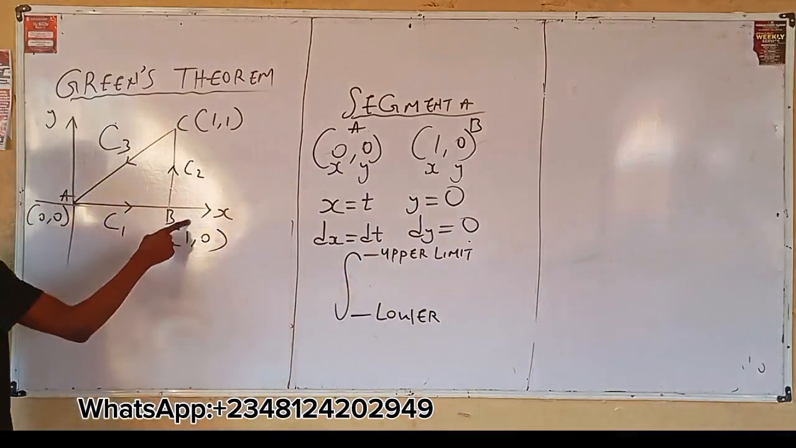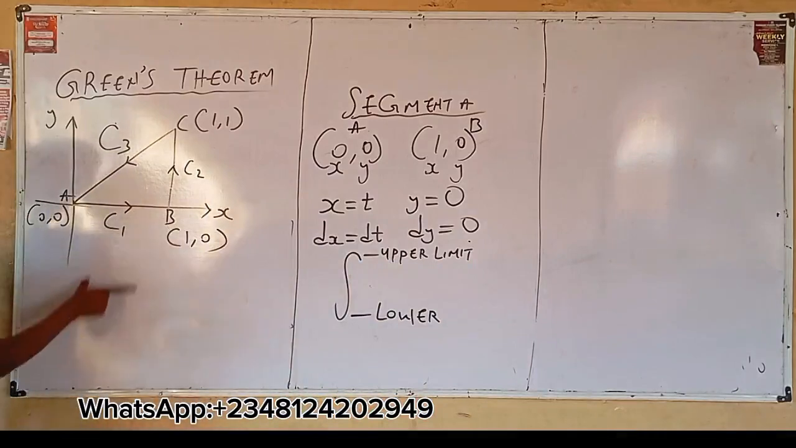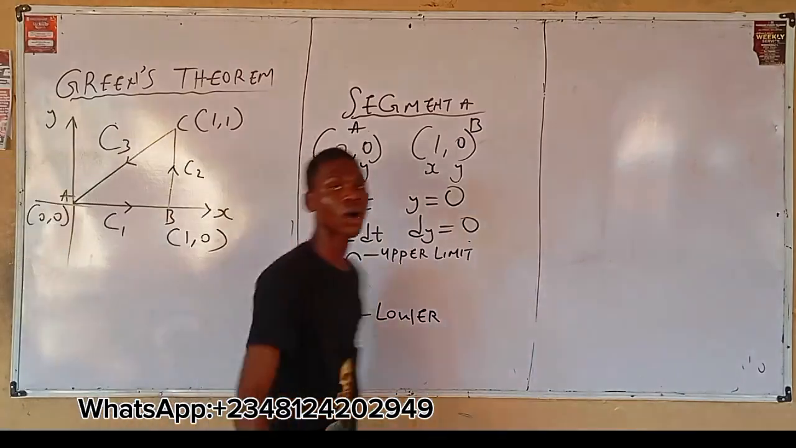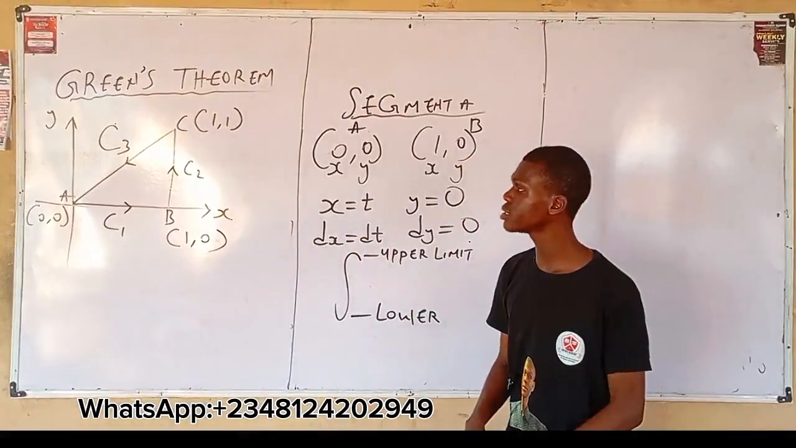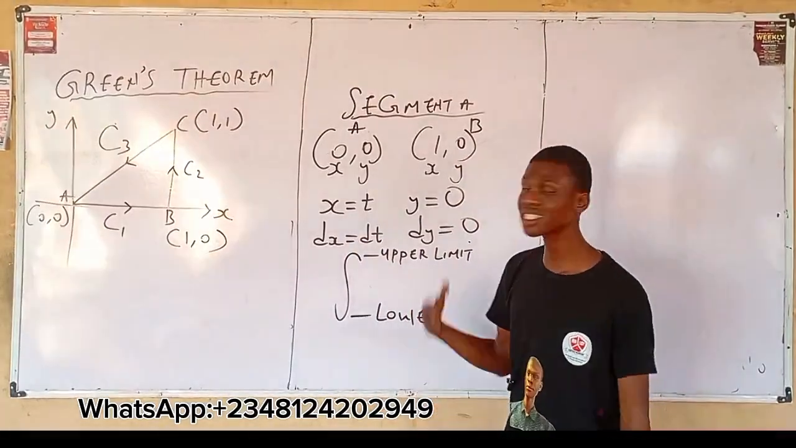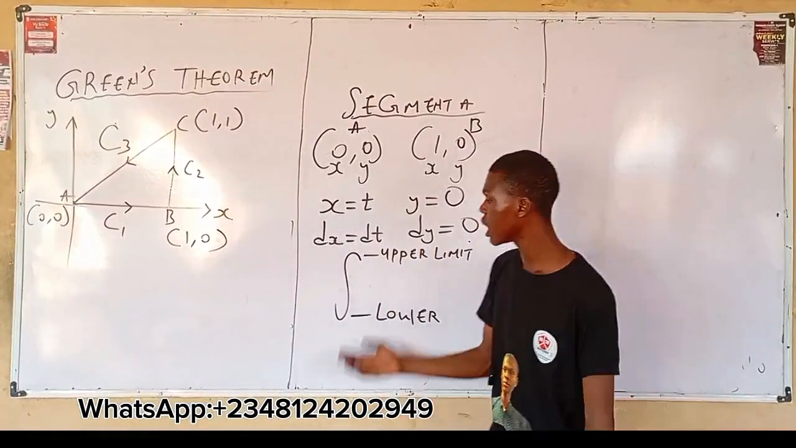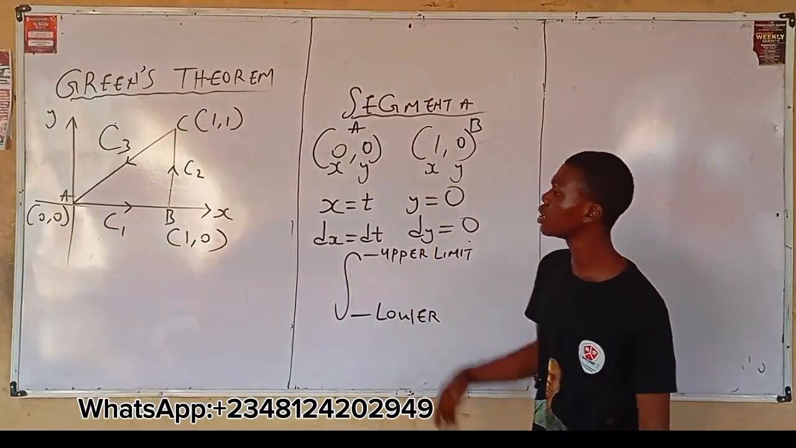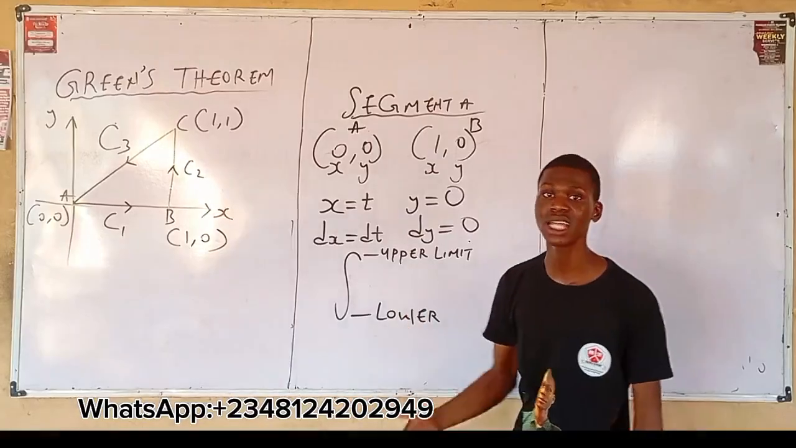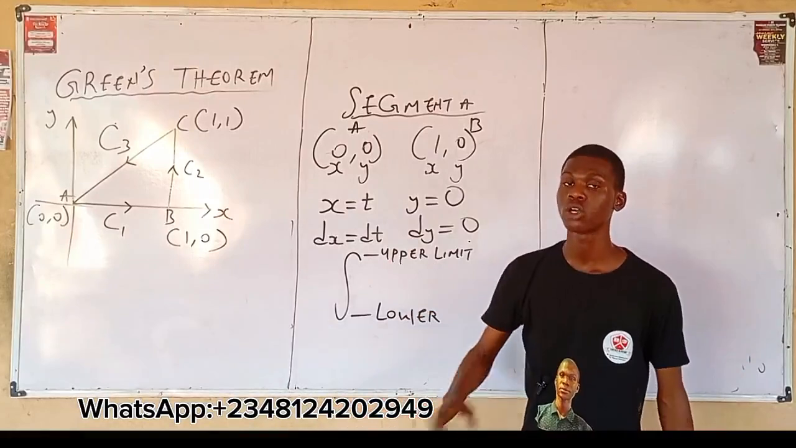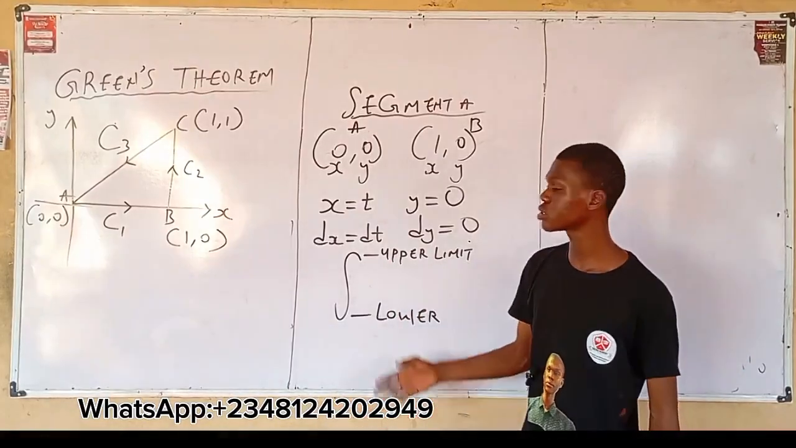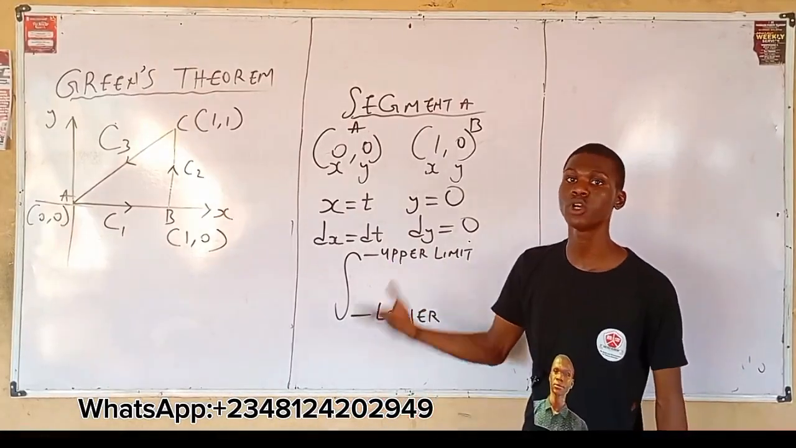This is A to B. In this case, my A. Now, just know that the coordinate, just like the way we explained previously, I want to know my lower and upper limit. The coordinate that is not changing, meaning the non-fixed, becomes your limit. That's what you use to determine your limit.